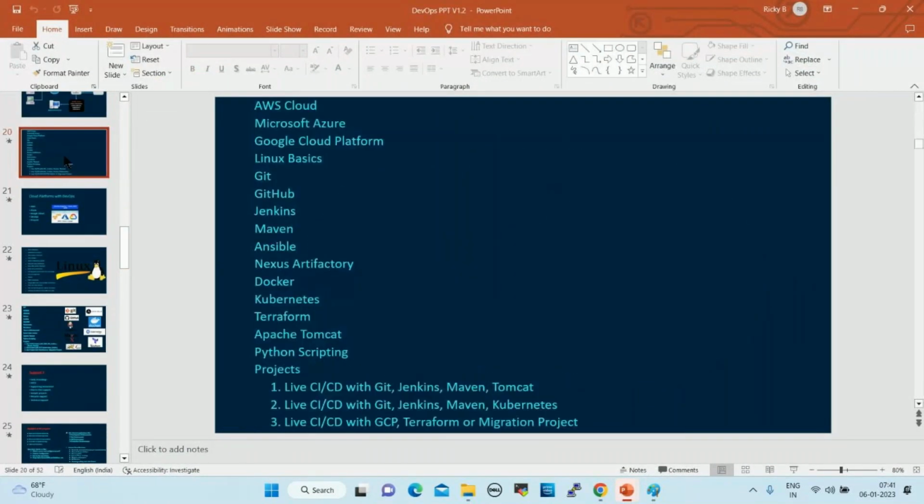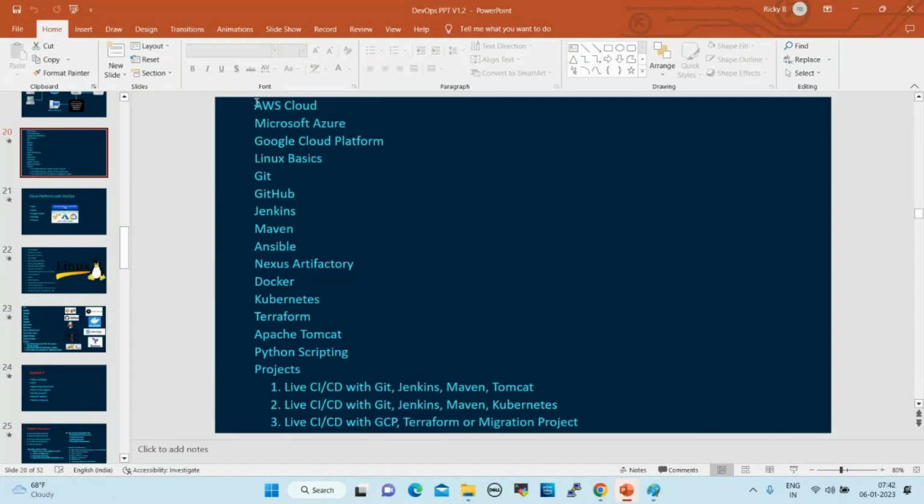Fine. So in our course, three cloud platforms will be covered: AWS, Microsoft Azure, and Google Cloud Platform. Linux basics also will be covered. Git, GitHub, Jenkins, Maven, Ansible, Nexus, Docker, Kubernetes, Terraform, Apache Tomcat, and Python scripting also will be covered. And three live projects also will be covered. So these are the modules we are going to learn, right?